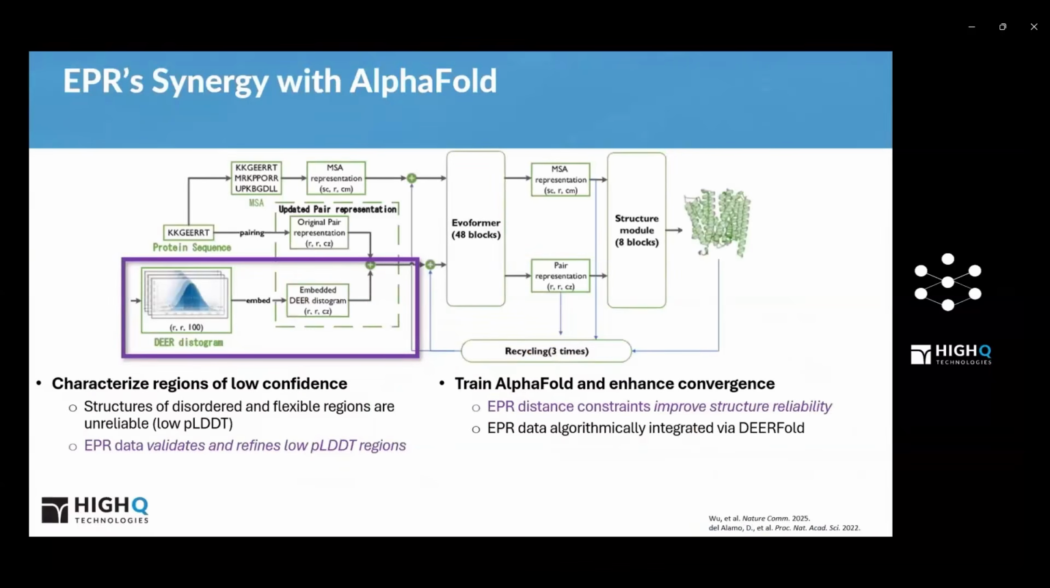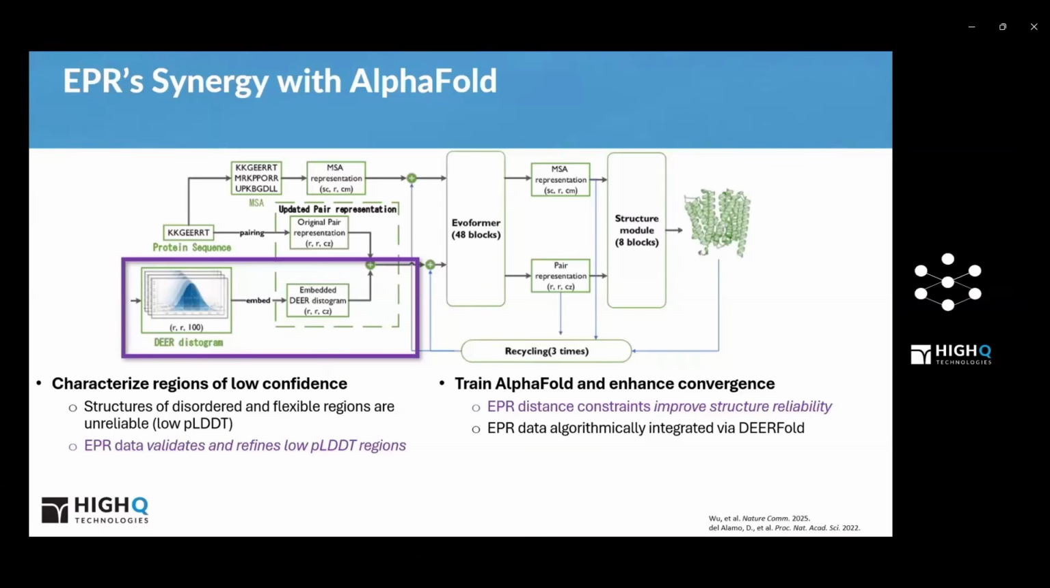In a similar vein, it works very analogously with something like AlphaFold, where, again, AlphaFold has been revolutionary in terms of protein structural predictions in recent years, but it also can struggle with flexible regions with intrinsic disorder, and it'll spit out regions of low confidence. And EPR, much like it was used in the previous example, can be used to refine those regions of low confidence by providing point-to-point distance constraints that you can then feed back into your AlphaFold algorithm to help refine the model.